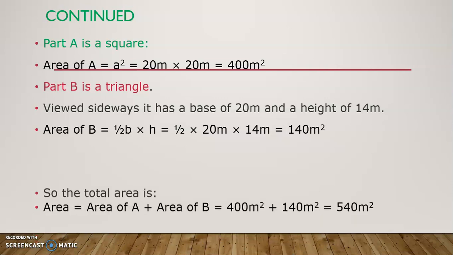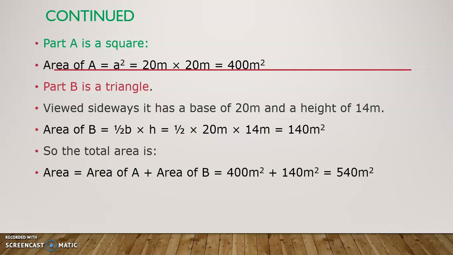So the total area of this shape is area of A plus area of B. Area of A is 400 meters squared. Area of B is 140 meters squared. So in addition, that gives us 540 meters squared as the area of that field.